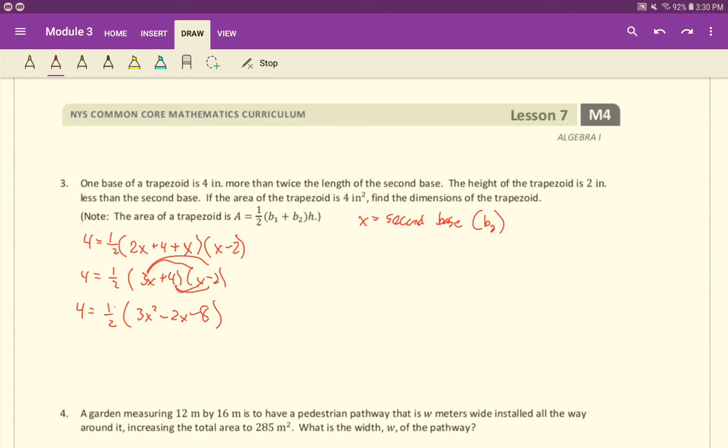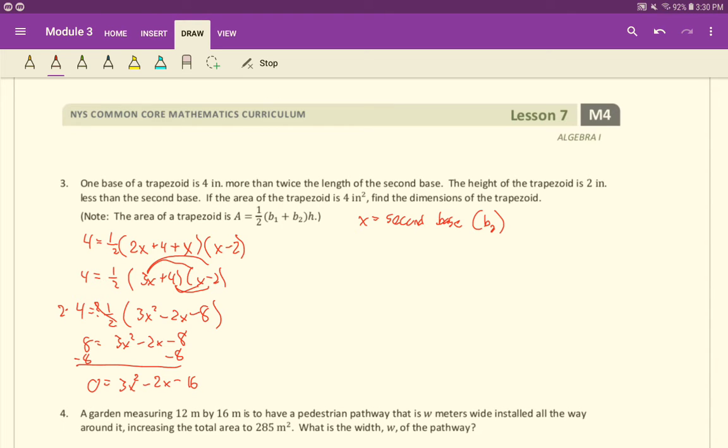All right, now we could distribute the 1/2, but since we're in an equation here, let's just go ahead and multiply both sides by 2 to get rid of that 1/2. So we get 8 equals 3x squared minus 2x minus 8. We'll subtract 8 from both sides, so we get 0 equals 3x squared minus 2x minus 16.